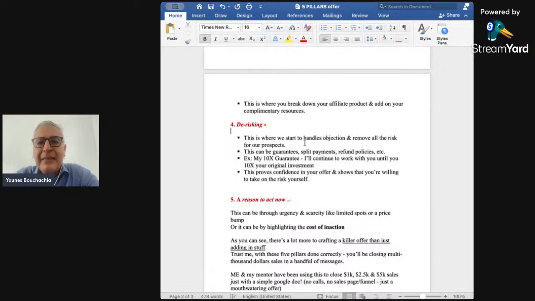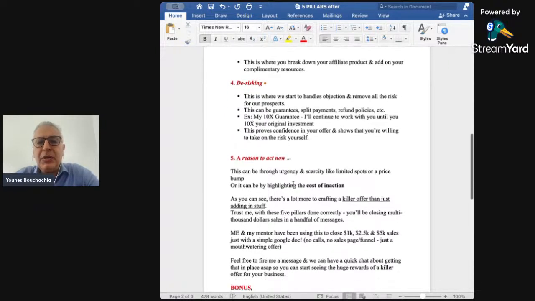We do that by, first, handling objections and removing all the risk for our prospect. This can be guarantees, split payments, refund policies, and anything in between. Or you dedicate yourself to work with the person for an open-ended period of time until they get results. It can be anything of that nature, just to make people feel that they are not risking anything. This proves confidence in your offer and shows that you are willing to take on the risk yourself.